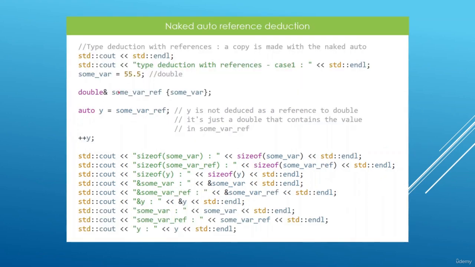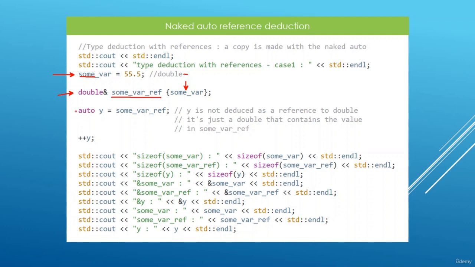The second one is going to show us that we can have surprises if we try to deduce from a reference type. Here we have our usual variable some var. It is of double type as you see here. And we're going to set up a reference to this guy here. So we're going to say double reference some var ref, and we're going to initialize this guy with some var here. What we're going to have is a reference to some var, and we're going to be able to manipulate this variable here through this reference here.